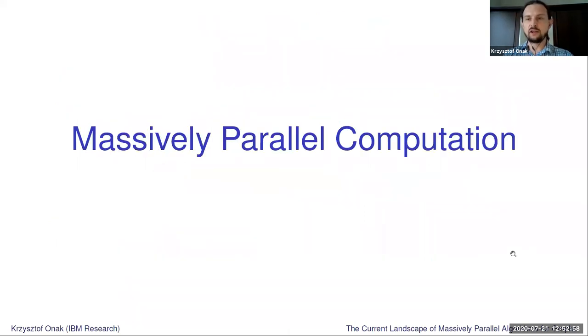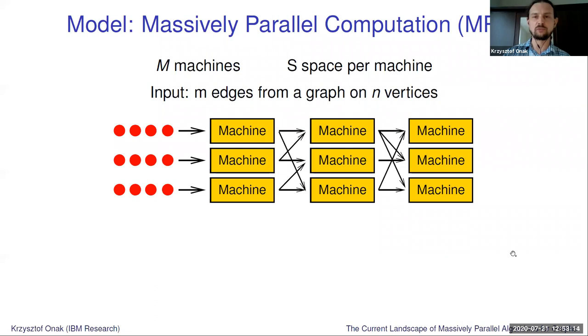So, of course, as a theoretician, you might ask, how should I think about those systems, right? Like, what is the proper way of modeling what's happening in them? So to address this specific issue, people have introduced the massively parallel computation model, which I'm going to describe now. So in this model, we have a number of machines, let's say capital M, and each machine has the same amount of local space S.